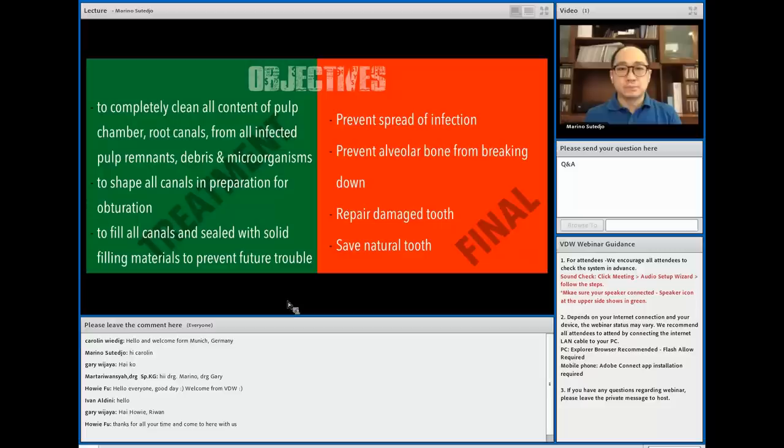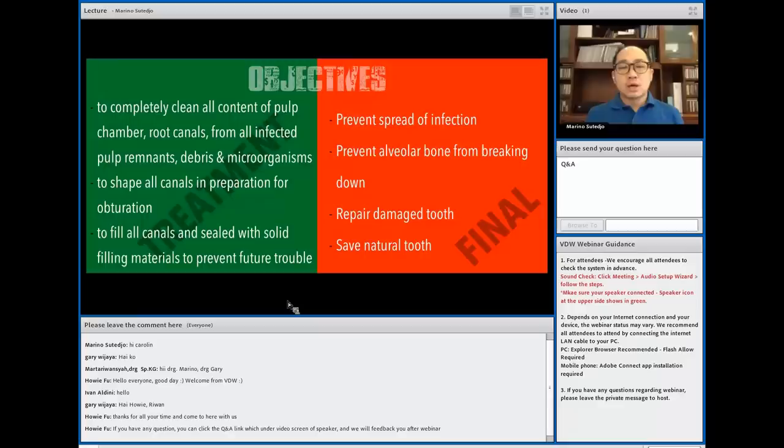But the treatment objective is how we can completely clean the whole pulp chamber, how we can shape, how we can disinfect, and how we can fill all the canals nicely. Because if we don't fulfill the objective of the endodontic treatment, then we will not be able to fulfill the final objective of endodontic treatment. If we think that the objective of endodontic treatment is directly to save the natural tooth, then we might forget how important it is to put our time into cleaning, finding those canals, shaping those canals and filling.